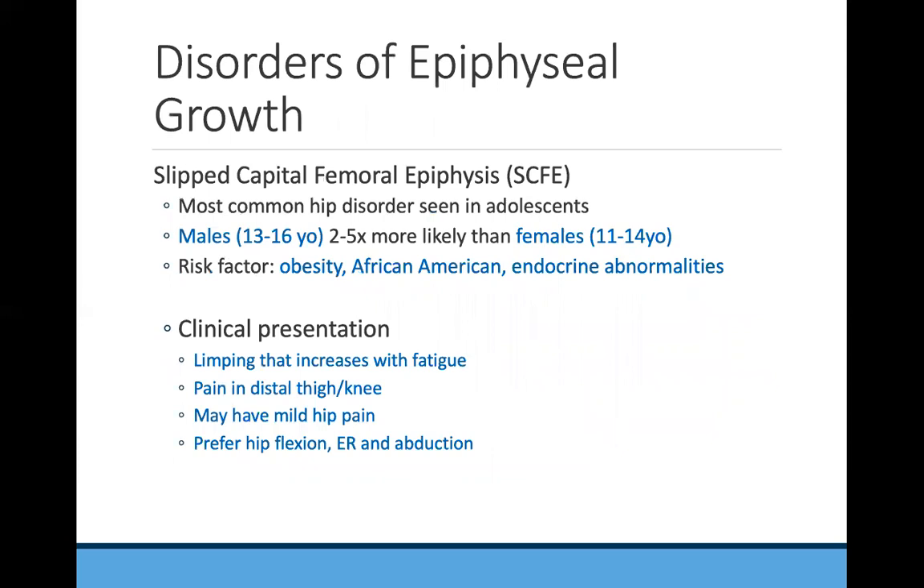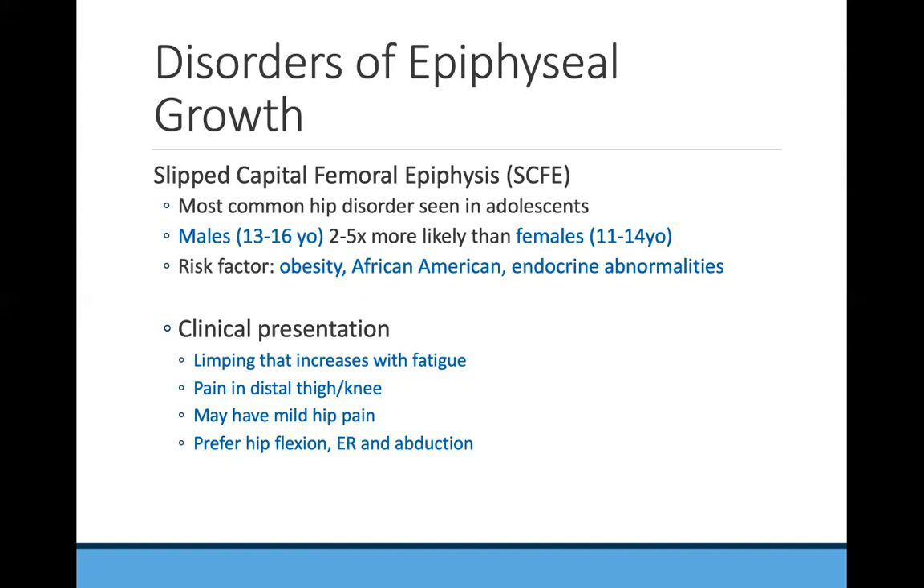Moving on, we're going to talk about some disorders of epiphyseal growth. A slipped capital femoral epiphysis, or SCFE, is another common hip disorder that's seen in adolescents. Here, the age group that we're likely to see this in would be males that are 13 to 16 years old, and they're 2 times more likely to experience a SCFE in comparison to females. And in regards to females, the age range we typically see this at would be 11 to 14 years old. Risk factors include obesity, individuals that are African American, and then lastly, children that have endocrine abnormalities. This is the most significant lower limb epiphyseal plate disorder.